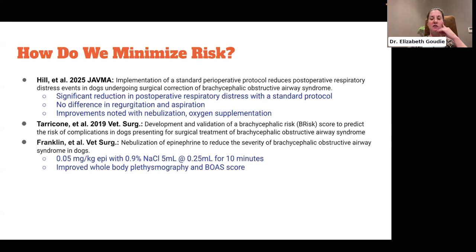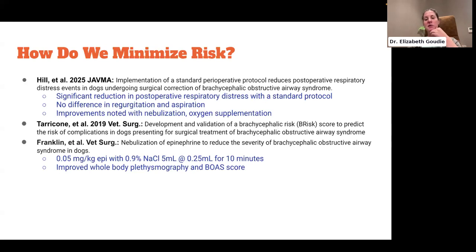This one from 2019 from Vet Surge was a development and validation of a risk score, a brachycephalic risk score. I liked this one. For anyone who's doing a lot of brachycephalics, it was a little bit of a duh, no kidding. But it's nice to have something that is not subjective. It's an objective scoring system that you can then use to say to the owners, hey, there's this risk and that risk, and we did this scoring system.